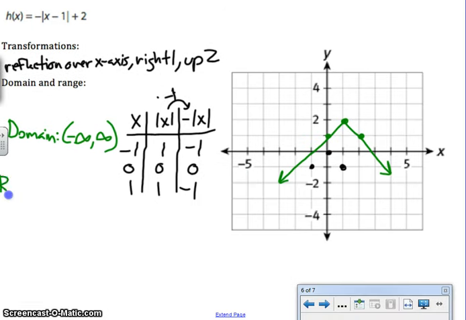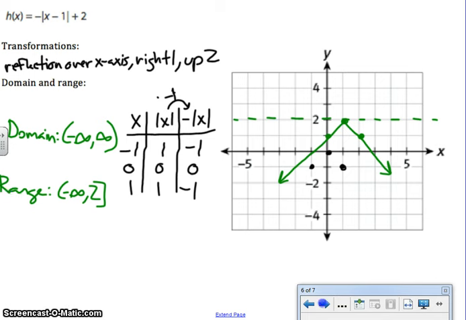For my range, I have to think about what my y values are doing. So since both ends of my absolute value are going down, they're pointing down, it's going to go down forever. So I would start at negative infinity. But this graph only goes up to a y value of 2. If you notice on the graph, there are no y values above 2. So my y values range from negative infinity to 2. And we would include 2 there.